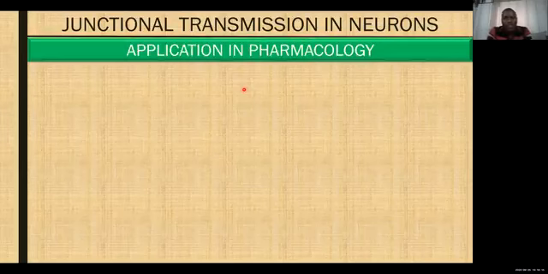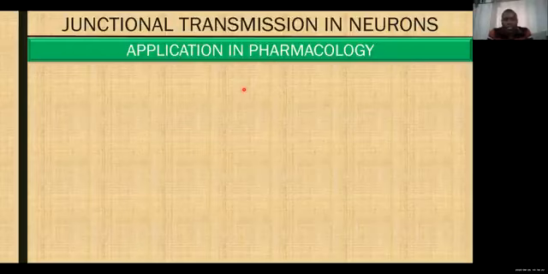What's the importance of junctional transmission in neurons? The importance of junctional transmission in neurons can be applied in pharmacology, in the manufacture of drugs, in the giving of drugs, and this is what you'll be doing, and that's why it's very important that you understand this. Now, in terms of pharmacology, you remember this is chemicals, so what we are interested in here is more the chemical synapse, the importance of the chemical synapse in medicine.